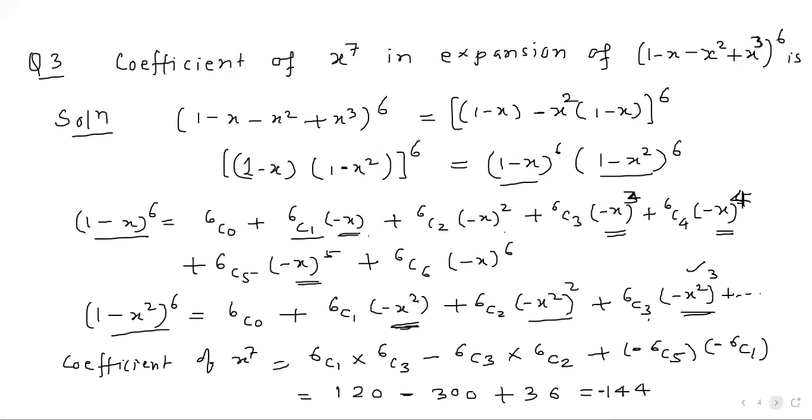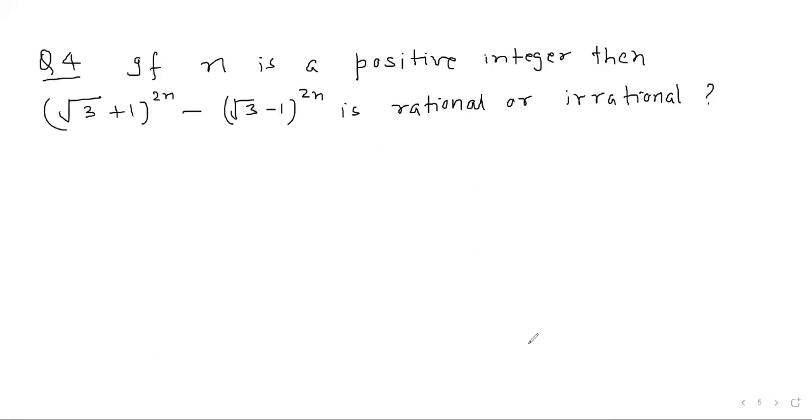Okay, now let's see question number 4. Question number 4 says if n is a positive integer, then (root 3 plus 1) whole power 2n minus (root 3 minus 1) whole power 2n is a rational number or irrational, but it is to be found. So let's write it. The (root 3 plus 1) power 2n minus (root 3 minus 1) power 2n.